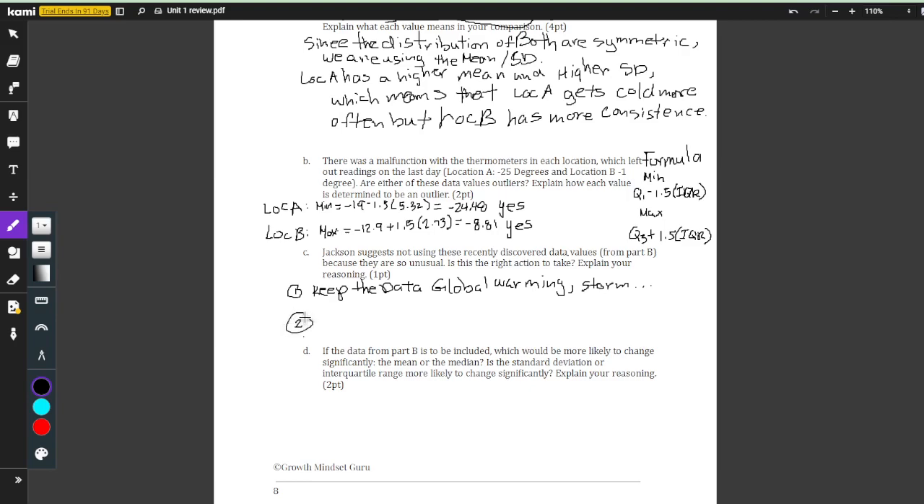Two. If you want to remove the data, then that means that you would have to explain something. Could be an animal sitting on your thermometer. Could be something that's not weather related.